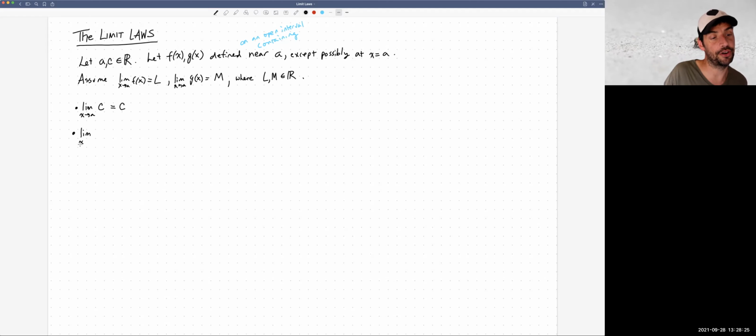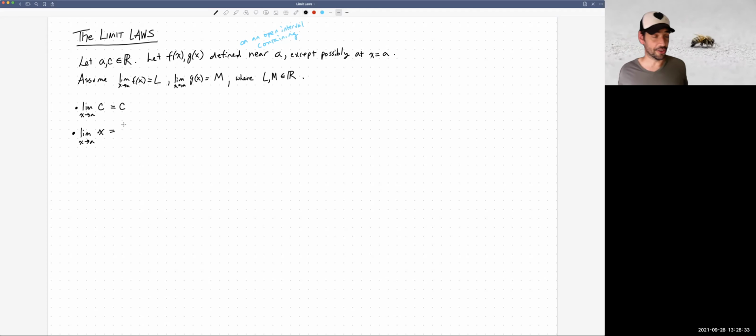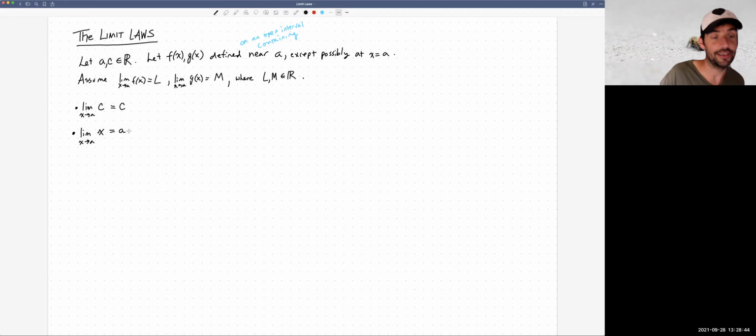Here's another straightforward one. What if my function is just x, the limit as x goes to A of x? Another way we could state this is, as x gets closer and closer to A, what does x get closer and closer to? Well, that's A. As x gets closer to A, x gets closer to A. It's self-evident.